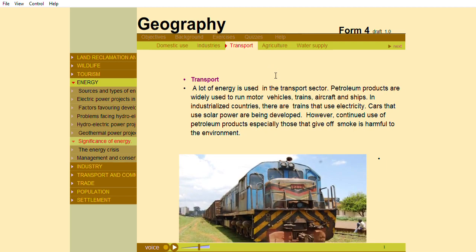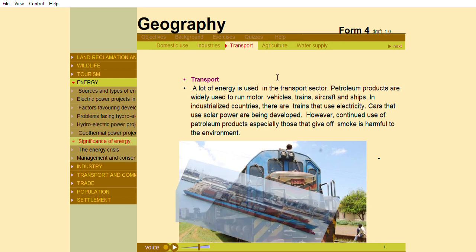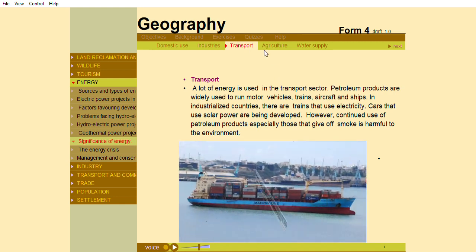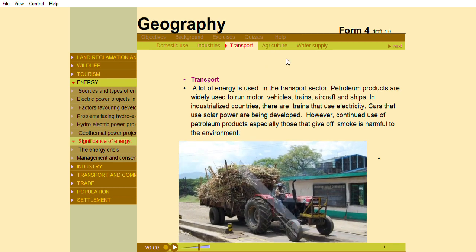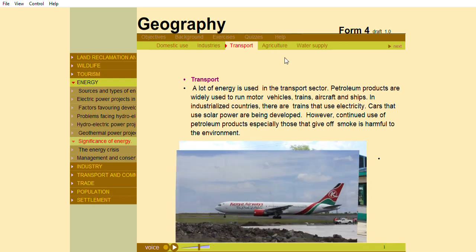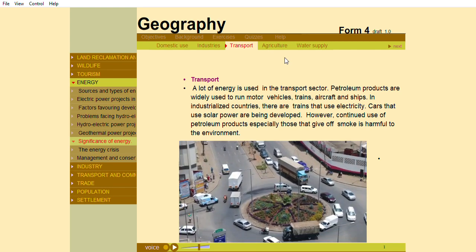Transport. A lot of energy is used in the transport sector. Petroleum products are widely used to run motor vehicles, trains, aircraft, and ships. In industrialized countries, there are trains that use electricity. Cars that use solar power are being developed. However, continued use of petroleum products, especially those that give off smoke, is harmful to the environment.